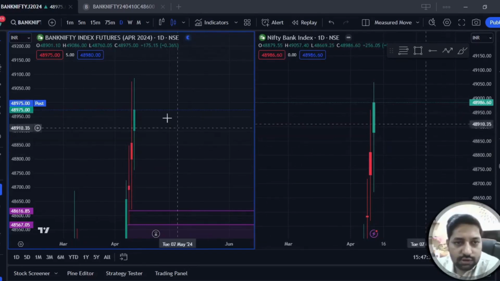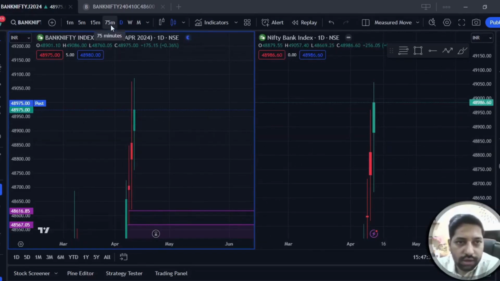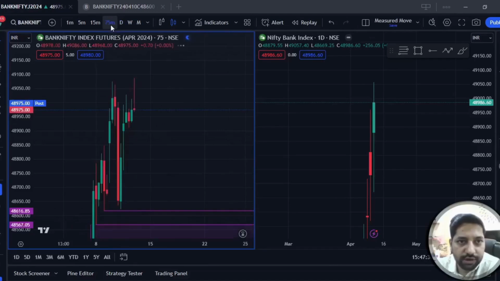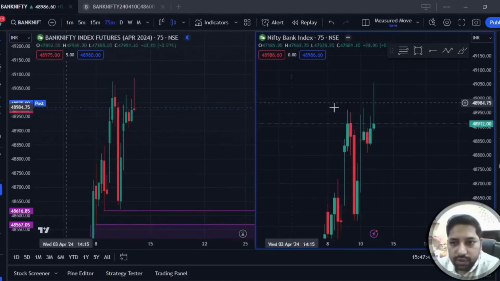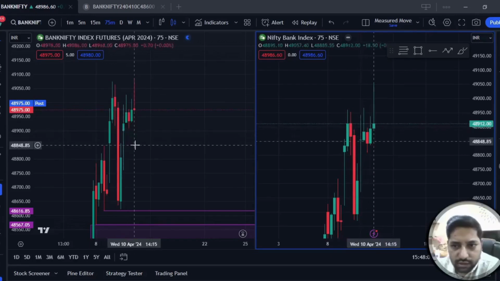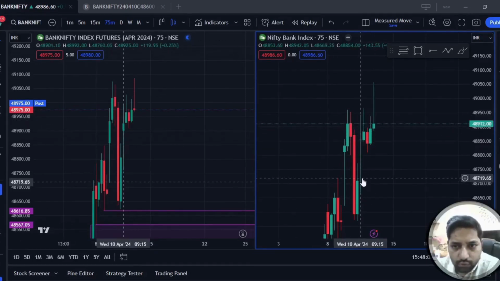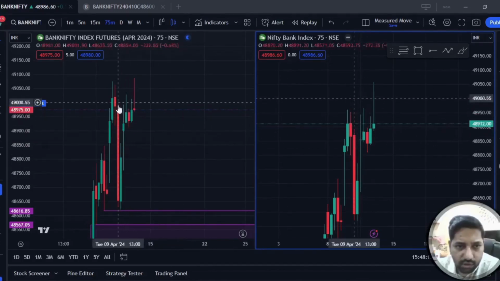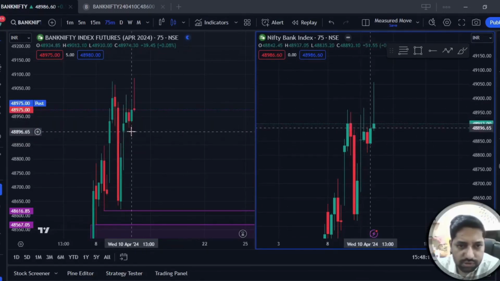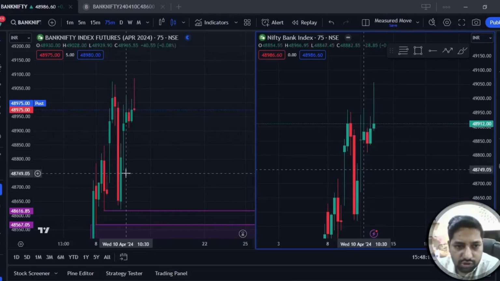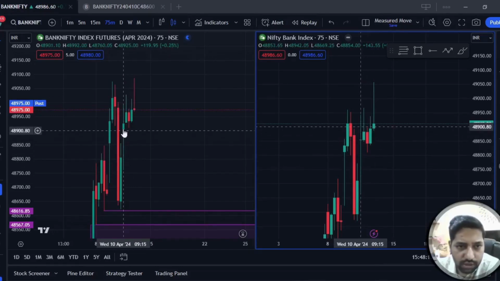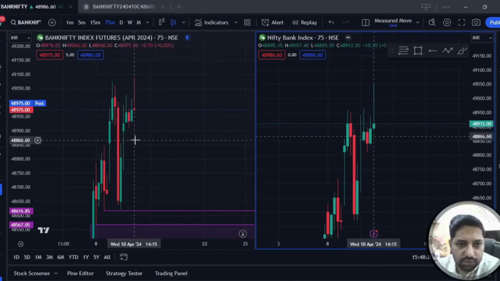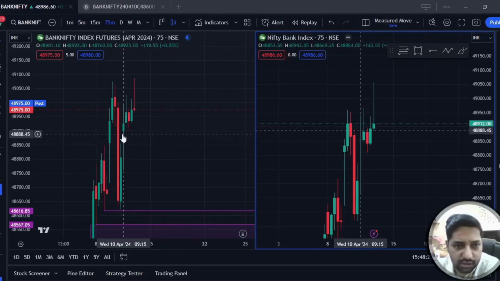So first, let's go one time frame lower, that is 75 minutes, and we'll see what we did. This is today's first candle, as we can see. So we opened, we went up, we came down, we formed a kind of a doji, but still we had a much longer wick on the lower end as compared to the upper end. So we can consider this as a bullish candle.